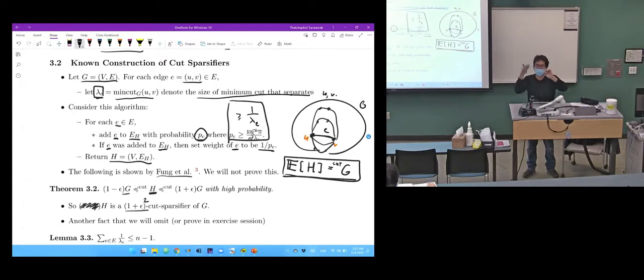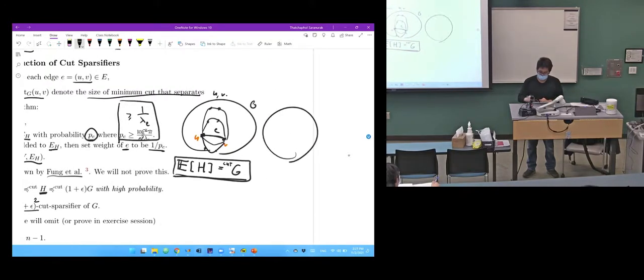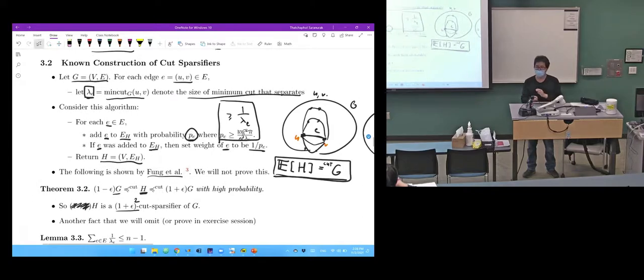Even if you don't sample it with high probability, there should be something that crosses this cut anyway. So you don't need to sample it a lot. But let's say the graph is something like this, the dumbbell, and this is U, V, and the min cut between U and V is just like 1. So you should really sample this edge. If the min cut is small, you should sample it. If the min cut is large, you don't need to sample it that much. That's the intuition. The proof is a bit complicated.